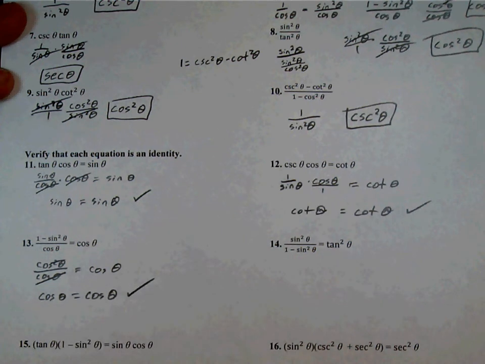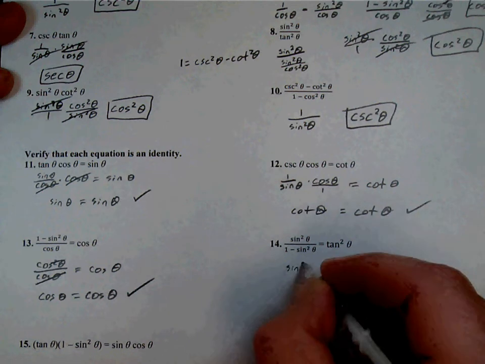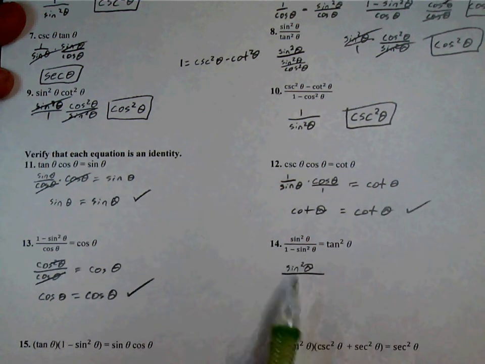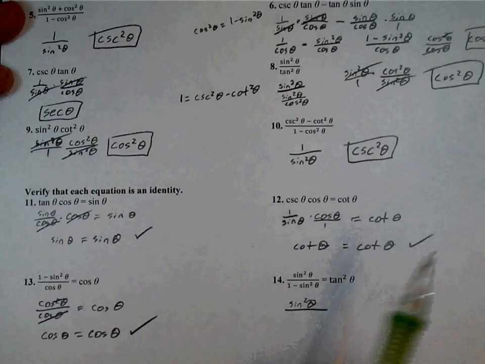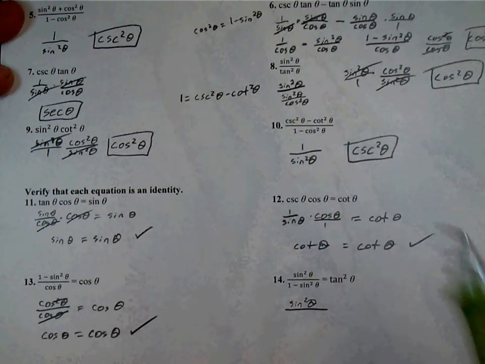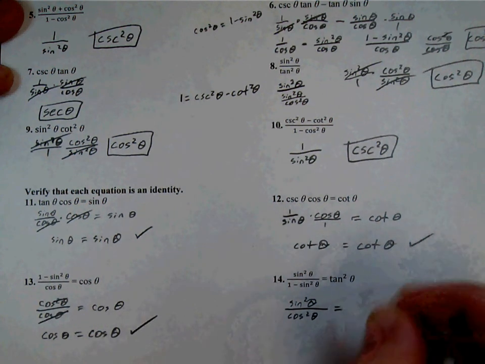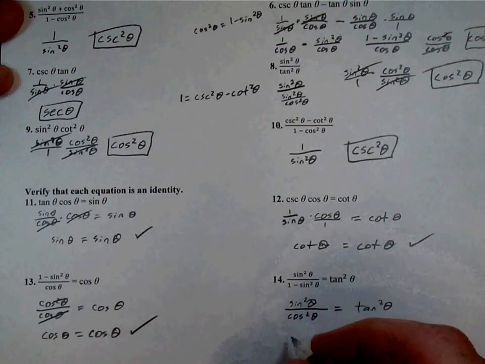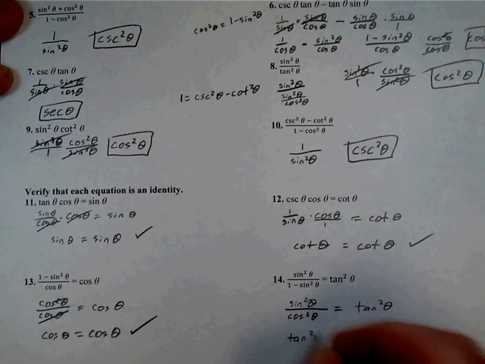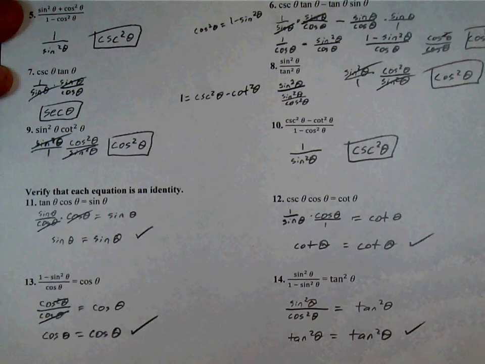Number 14. I'll probably leave the numerator alone. And once again, just like the last problem, we see that we have in the denominator 1 minus sine squared, and up here we said 1 minus sine squared is cosine squared. Sine over cosine is tangent, so sine squared over cosine squared must be tangent squared of theta equals tangent squared of theta. Check.